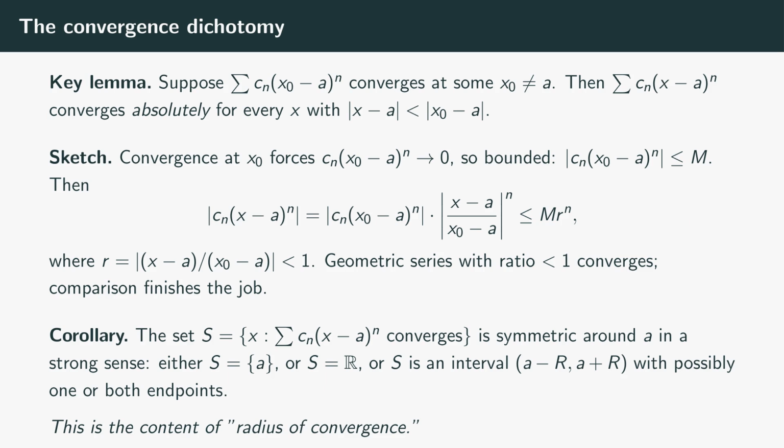That's M times a convergent geometric series. Comparison test, the sum of the absolute value of c sub n times the quantity x minus a to the n converges. The power series converges absolutely at x. That's the heart of the theorem.